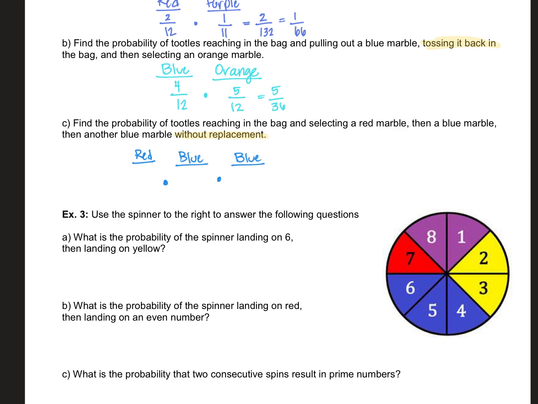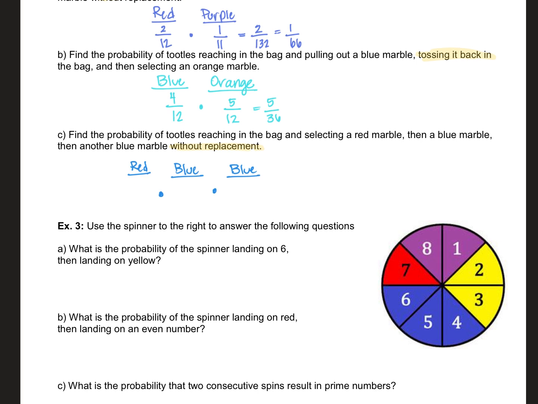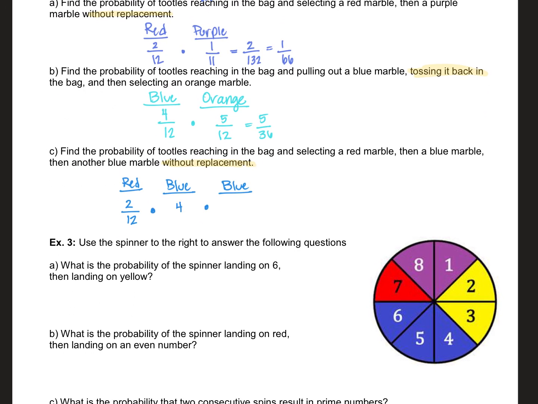The chance of getting a red is, let's see, 2 out of a total of 12 marbles. Then the chance of getting a blue is 4. But I'm not replacing the marbles back in because it says without replacement. We highlighted that in yellow there. So if I already drew out 1 marble, my total now is only 11.